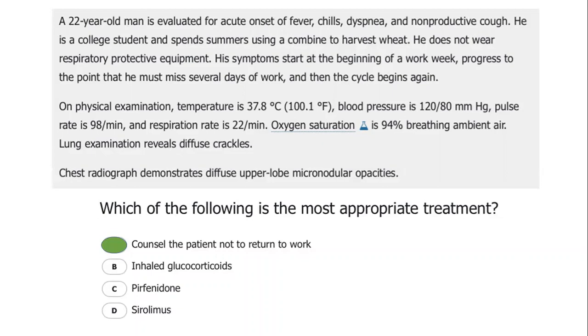Yeah, he could wear a mask. Usually for most particles, like the things that we were talking about causing pneumoconiosis or hypersensitivity pneumonitis, they would need to wear a respirator rather than just a simple mask, because most of the times a mask wouldn't be adequate.